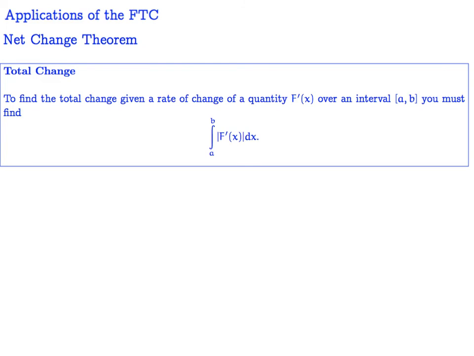So to find the total distance instead, what we want to do is use what's called the total change theorem. So to find the total change in a rate of a given quantity, what we need to do is integrate, very key here, the absolute value of this quantity. What this will do is instead of canceling out positive change and negative change, this will just add up all of the change together. So let's try this out.